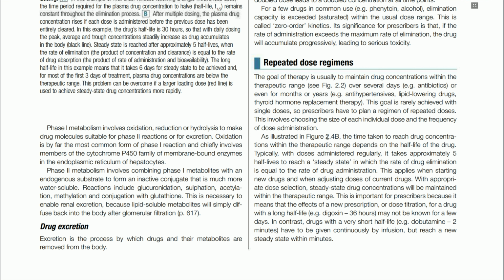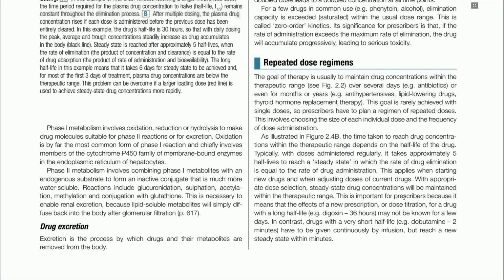As illustrated in figure 2.4b, the time taken to reach drug concentrations within the therapeutic range depends on the half-life of the drug. Typically, with doses administered regularly, it takes approximately 5 half-lives to reach a steady state in which the rate of drug elimination is equal to the rate of drug administration. This applies when starting new drugs and when adjusting doses of current drugs. With appropriate dose selection, steady state drug concentrations will be maintained within the therapeutic range.